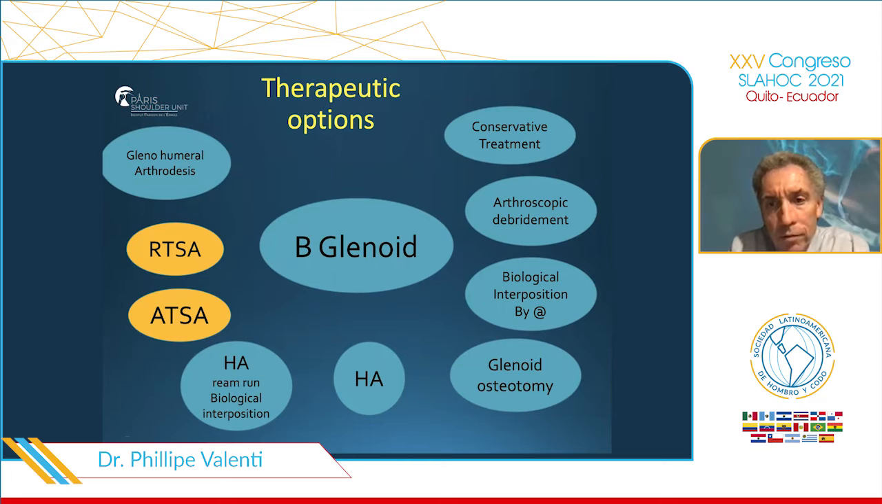You have conservative treatment, arthroscopic debridement, biological interposition by arthroscopy, glenoid osteotomy, hemiarthroplasty, ream and run, and glenohumeral arthrodesis. And today, we will talk about the indication of anatomic and reverse total shoulder arthroplasty.